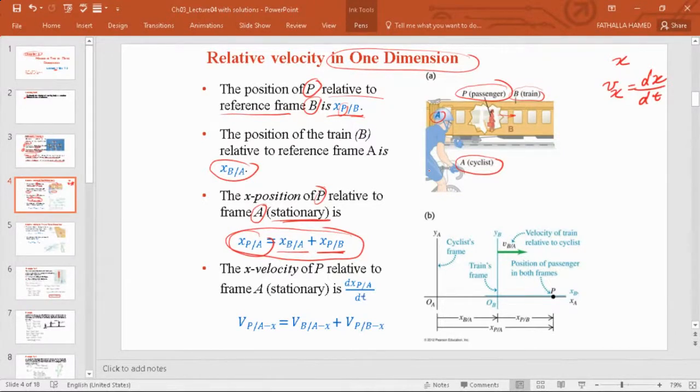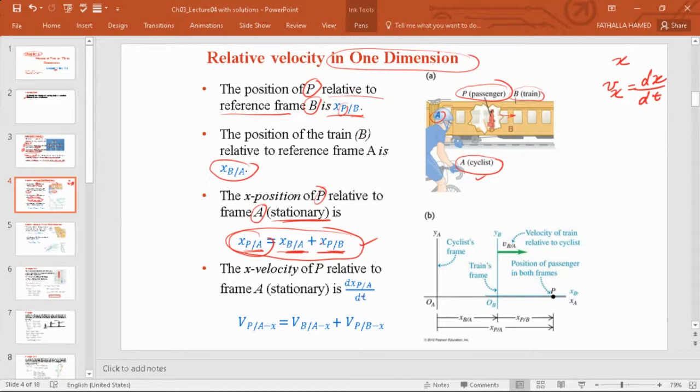So it always depends relative to what? Are we measuring the passenger relative to the train, or are we measuring the passenger relative to the observer? So from the point of view of the cyclist here, that's how he's going to determine the position of the passenger. The position of the passenger P relative to A equals the position of the train relative to A, how the train is moving relative to the observer A, plus the position of the passenger relative to the train.